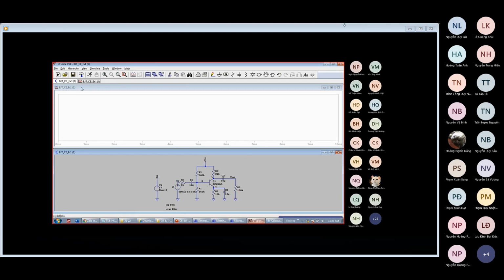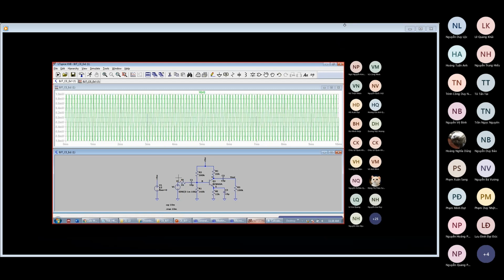Now I should check. I should display something that I know for sure first to check. The most certain voltage that I know is the input voltage. I know that it must be a sine wave, frequency of 10 kilohertz and amplitude of 1 millivolt. So I use this voltage probe to display.